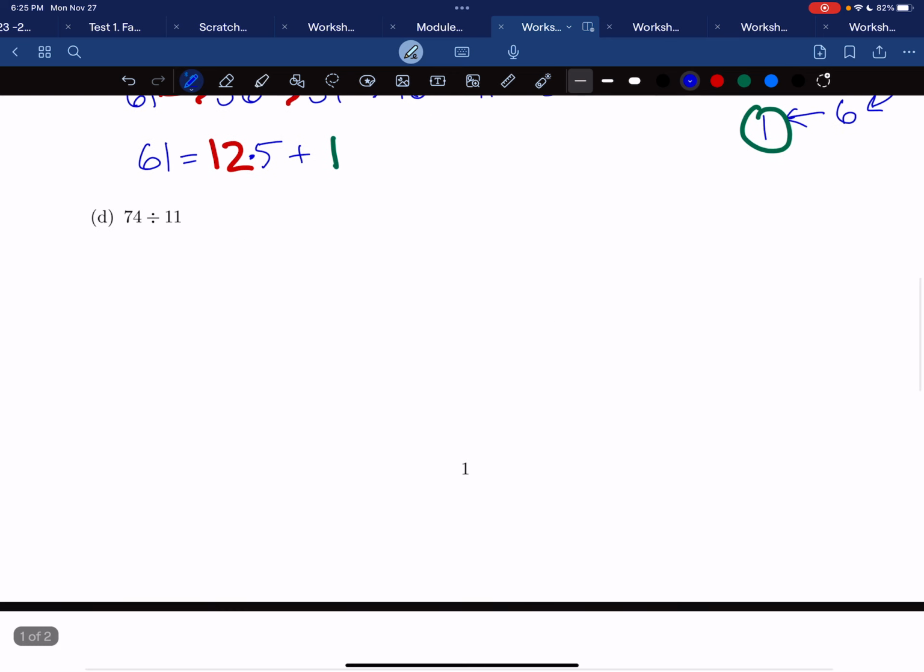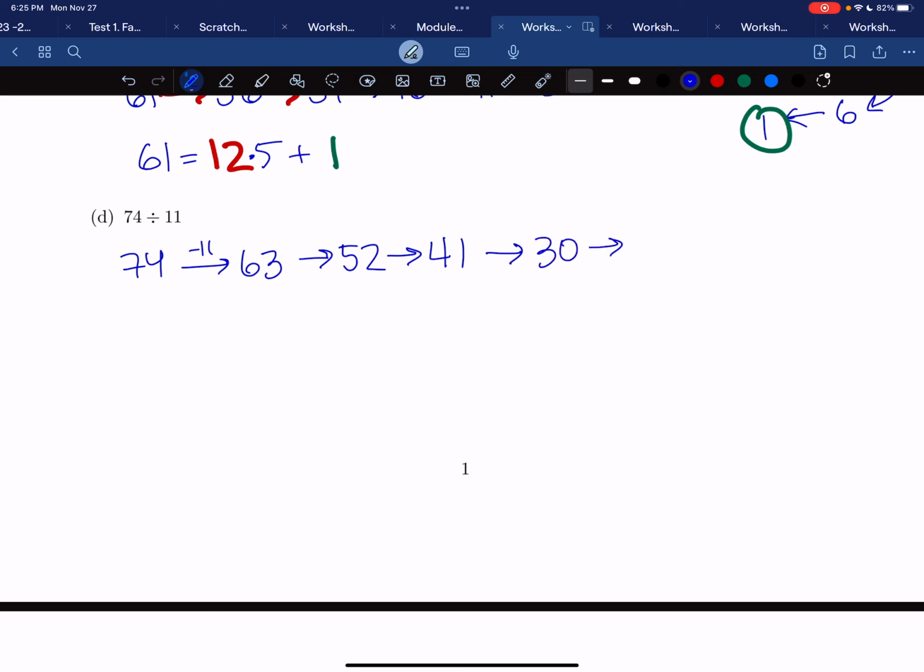Okay, 74 and 11, same idea. With 74, we're going to keep subtracting 11. We'd first get to 63, then 52, then 41, and so on. Then 30, and 11 off of that brings us down to 19, and we can carry on. Minus 11 leaves us with 8.